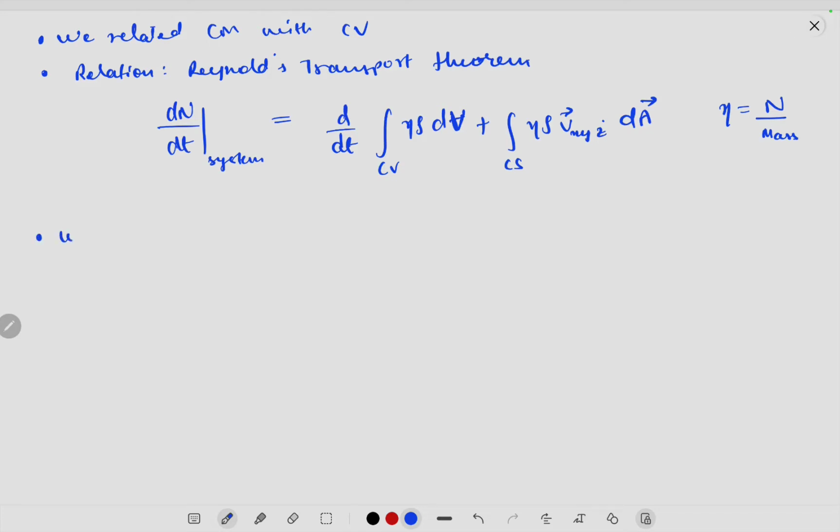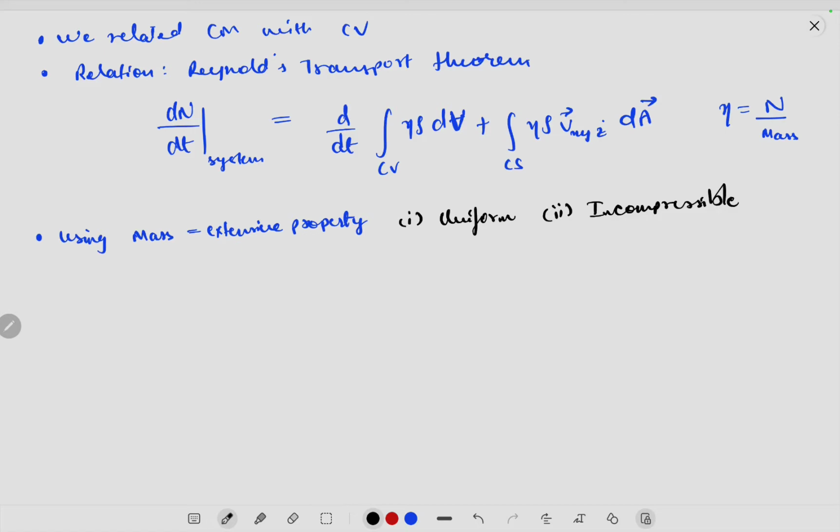Then, using mass as extensive property and assuming the flow to be uniform and incompressible, we arrived at this expression: summation over CSi of Vxyz dot A vector rho, for that CSi, equal to 0, where this density, velocity of the fluid with respect to control volume, and A vector corresponded to that control surface.